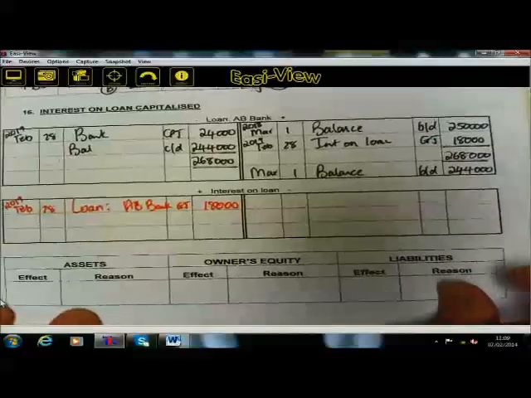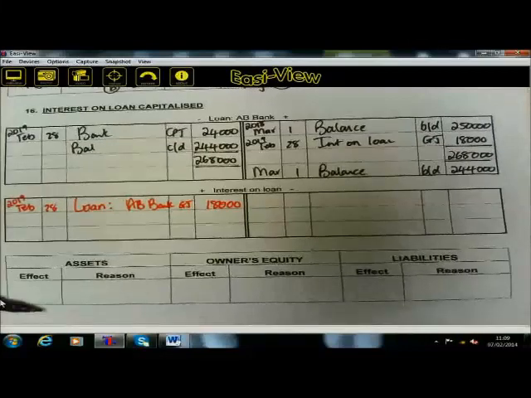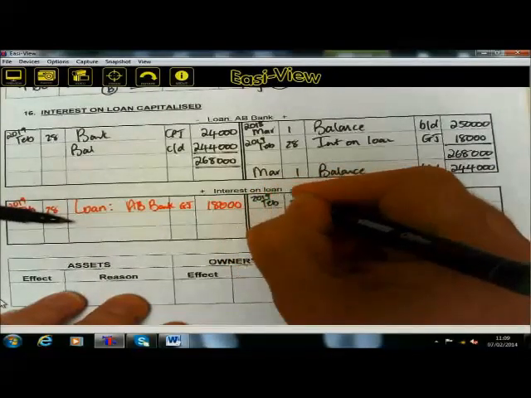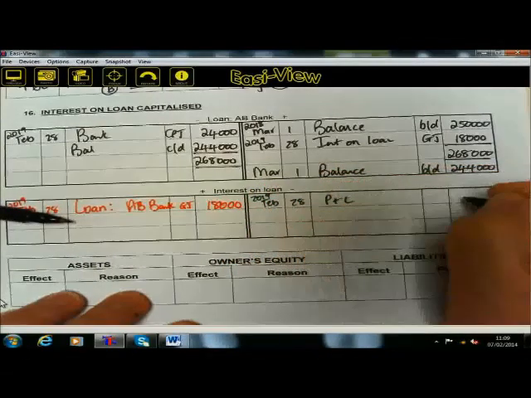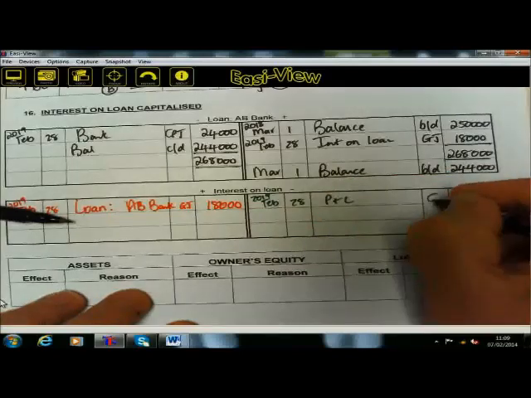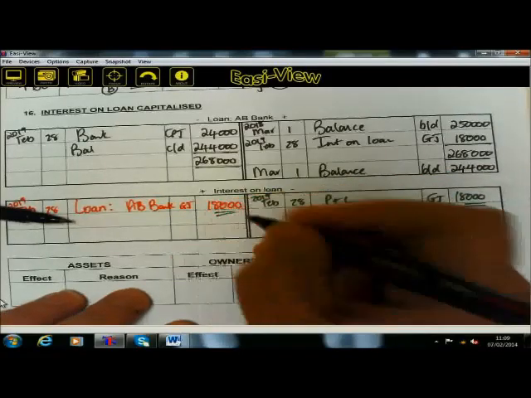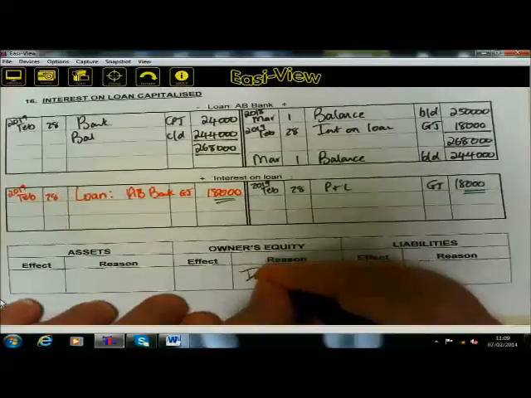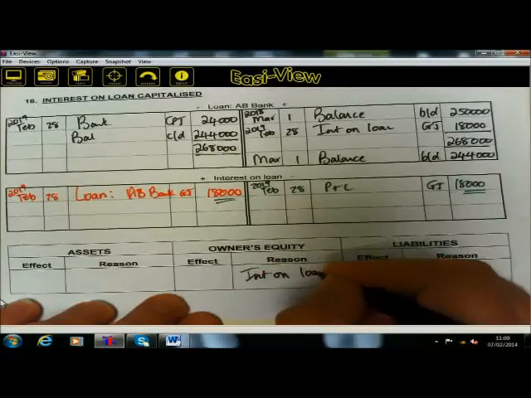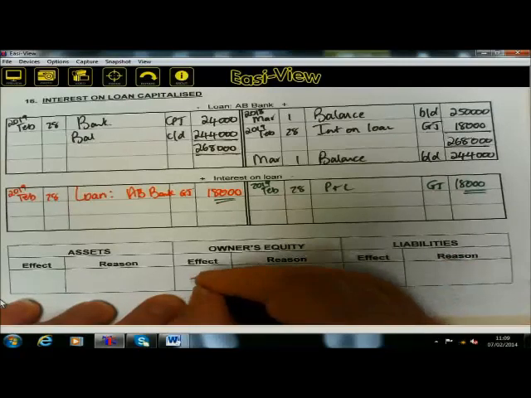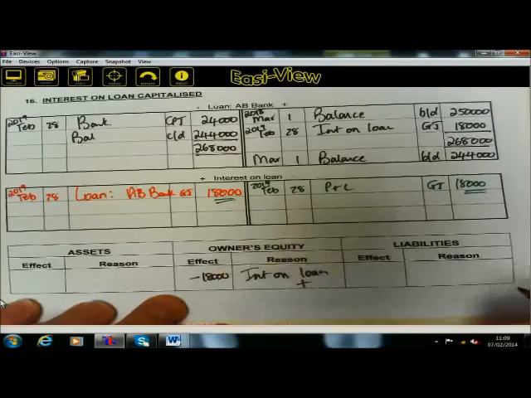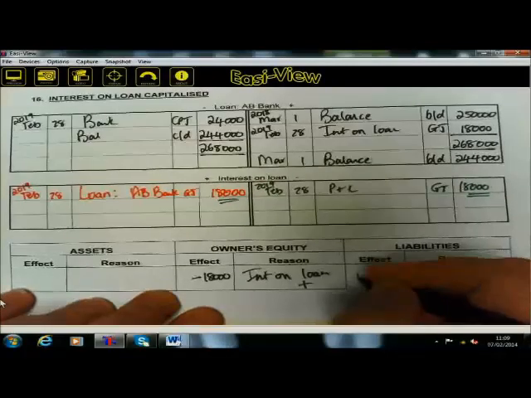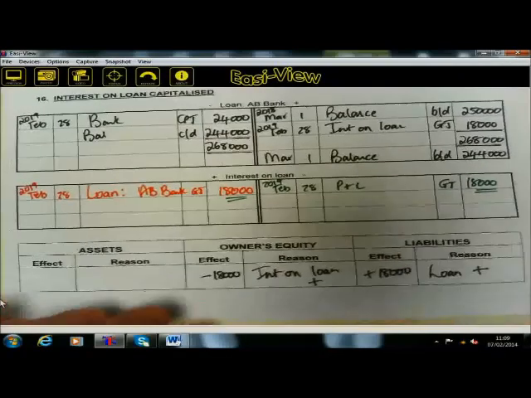The 18,000 Rand will close off to profit and loss. 18,000. So it is more interest on loan. Interest on loan is an expense, so that becomes more. So there's a minus 18 there. And your loan becomes more, so there's a plus 18,000 there.